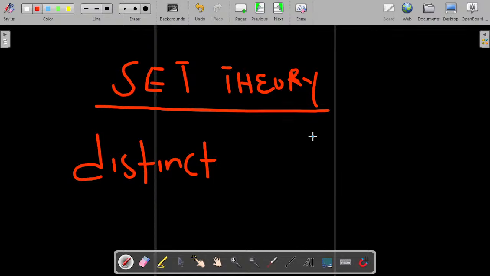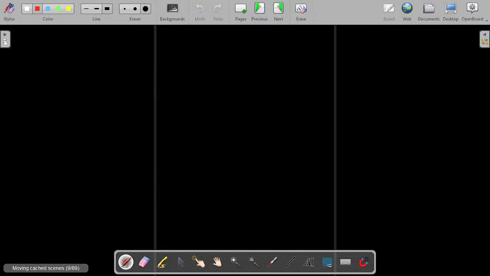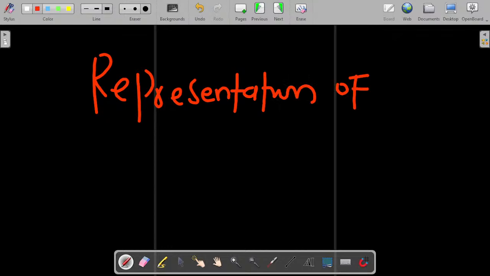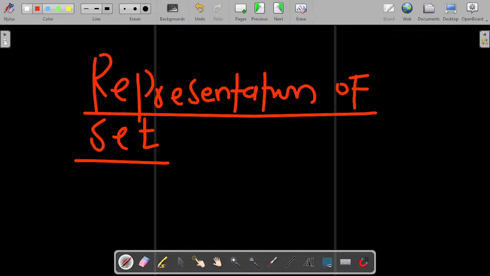So next we are going to representation of sets. How do we represent sets? This is a new subtopic. Sets are usually represented in capital letters. If I want to say a set of spoons, I will represent it with a capital letter. That's how you represent sets.